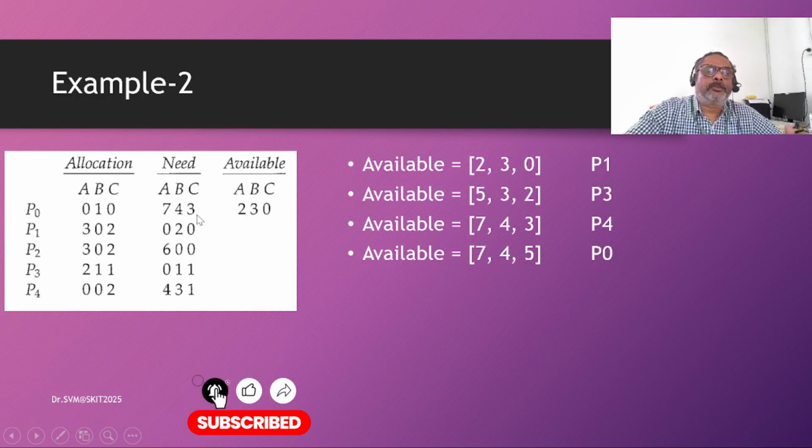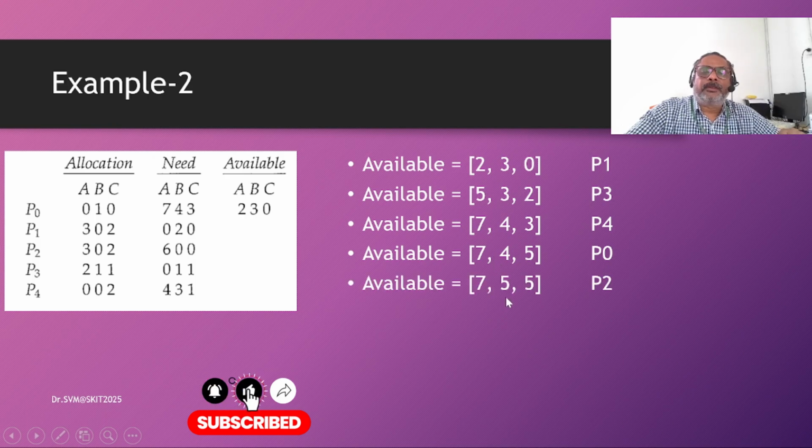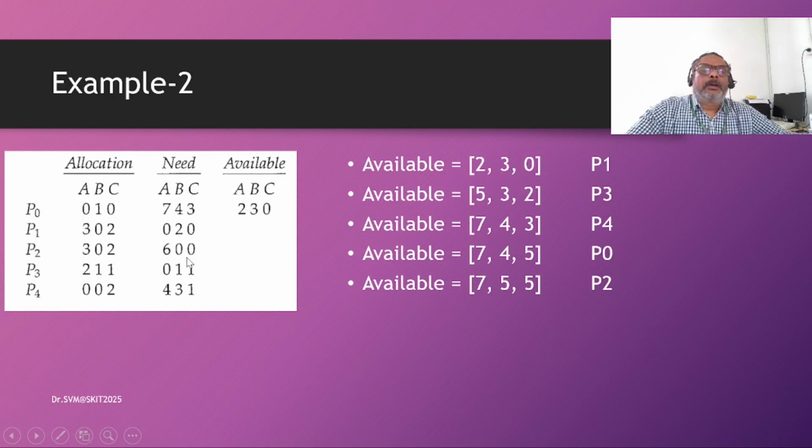When P0 completes its job, 1 instance of B gets released, therefore it now becomes 755, and then we check it with P2, which is not yet executed. P2 wanted 6 instances of A, now we have 7 instances of A, so we can take up P2 also. So P0 is done, P1 is done, P2 is done, P3 is done, P4 is done. So all 5 processes are given a chance, but in this order: P1, then P3, then P4, then P0, then P2.